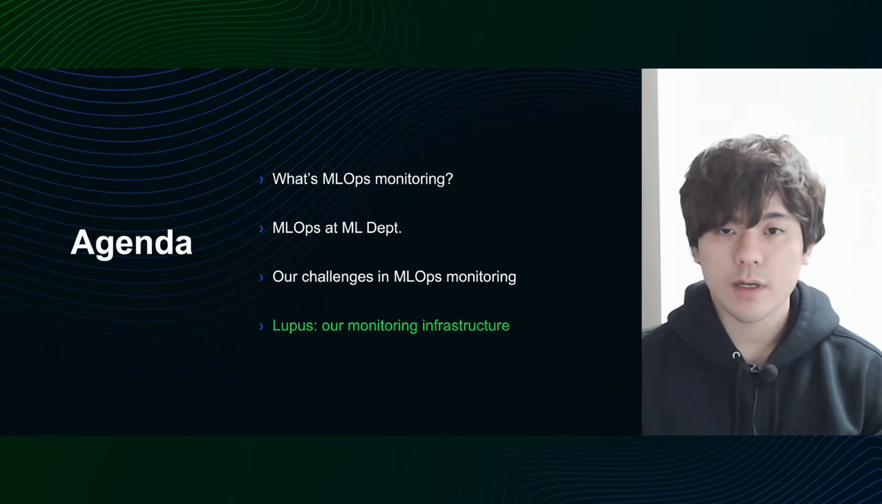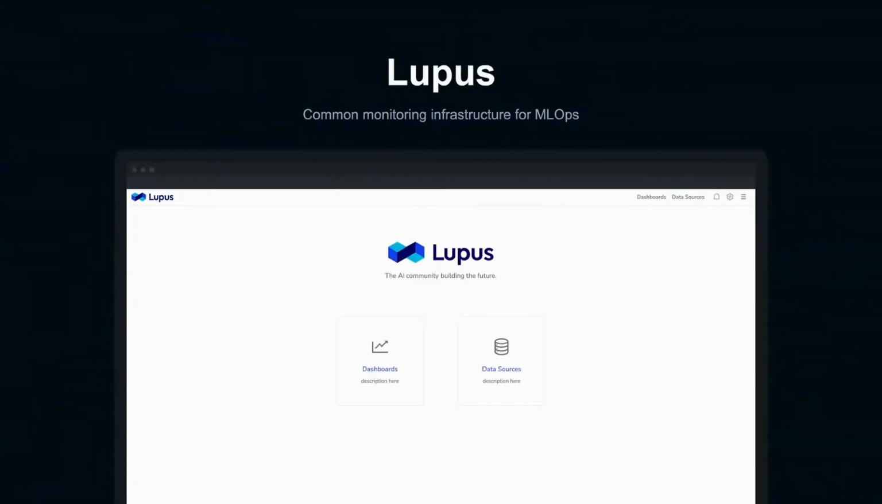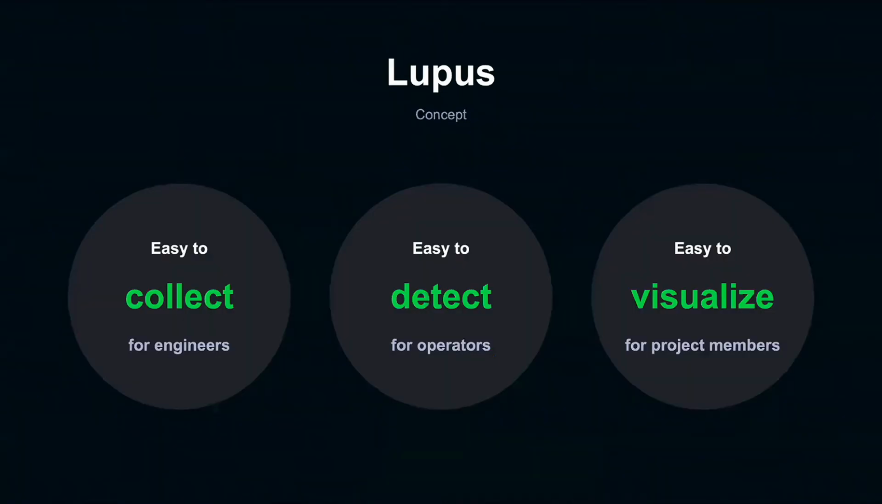So, without further ado, I'd like to introduce a monitoring system we are developing. That's Lupus. Lupus is a common monitoring platform for MLOps that we are currently developing to solve the monitoring issues in MLOps that we have discussed so far. Its name is Wolf Constellation in English.